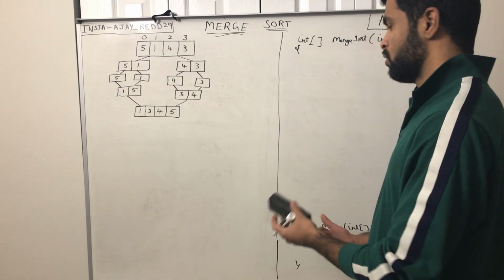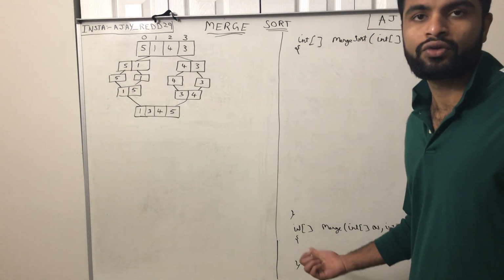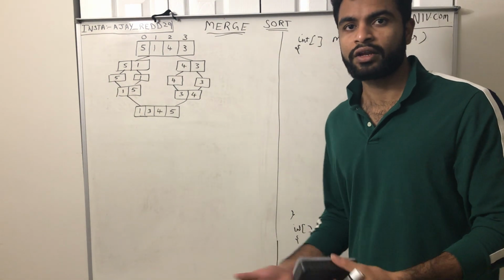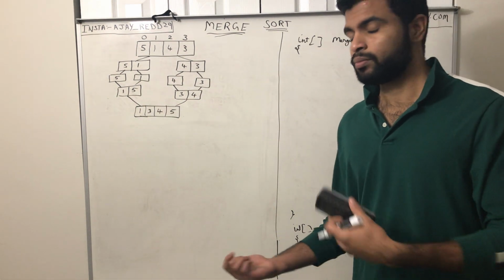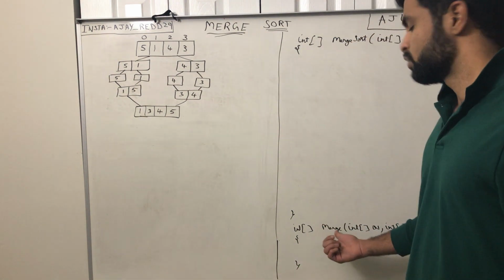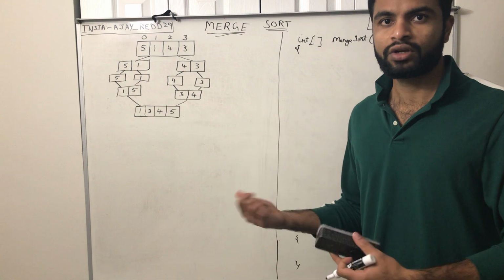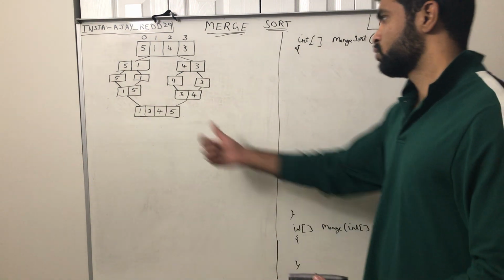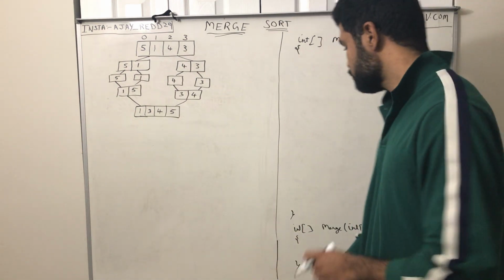Actually, I'm not going to explain the implementation of this function in this video. I'll make another video for the implementation of this function and put that link in the description of this video. Once you watch this video, please watch that video as well to learn how we can merge two subarrays into a sorted array.